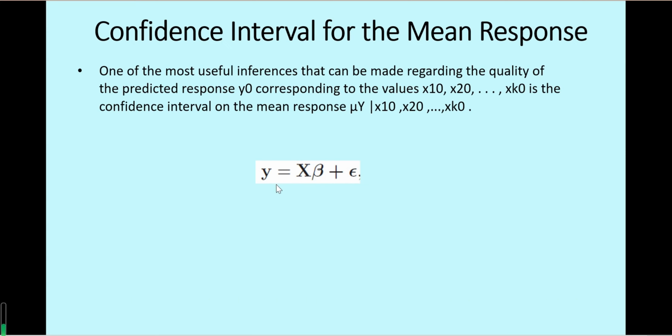But for the linear regression, this is a random variable. So if we test 100 different samples, the mean values should be different because of this term, right? So this mean value of y is a random variable, which means it has a confidence interval.